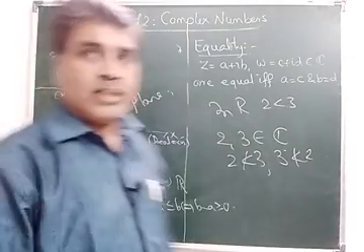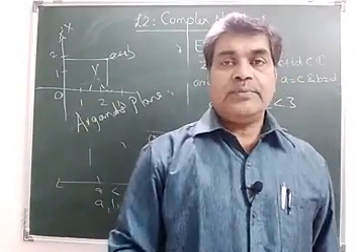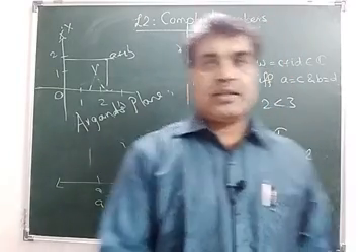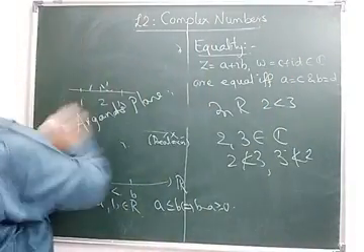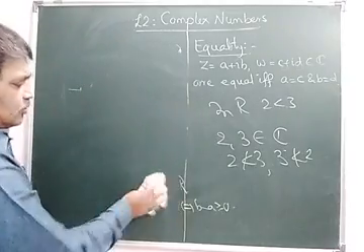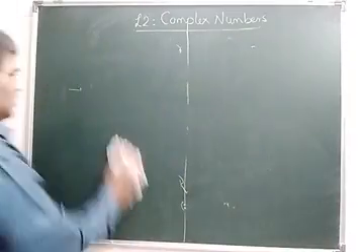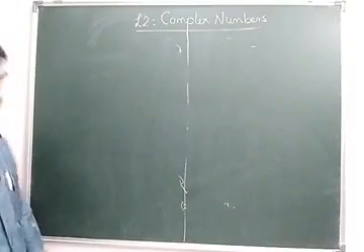Okay, so what is Argand's plane? The plane in which complex numbers are represented is known as Argand's plane. Okay, now we'll take examples on operations on complex numbers.